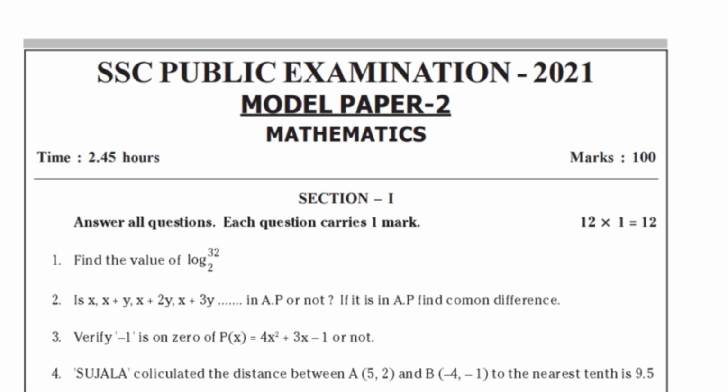Today in this class I am going to explain you second model paper. So model paper 2, Mathematics, 2021. In the previous class we had discussed the first model paper. Now this is the second model paper.